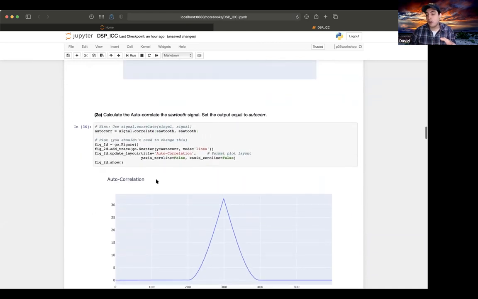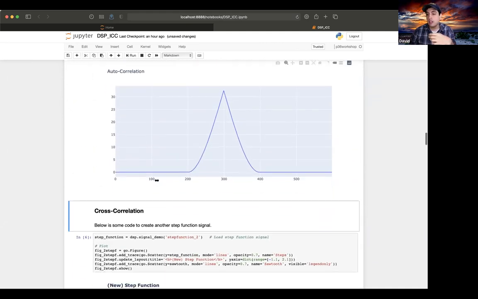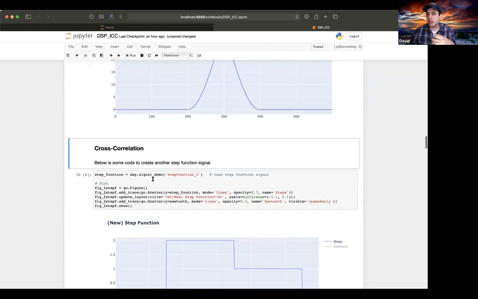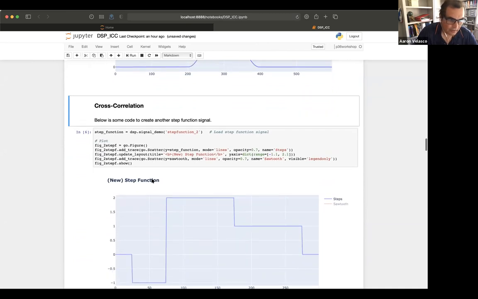And that's just showing the autocorrelation. I'll let you guys do it for the cross correlation. Do you want me to get to cross correlation, or do you want me to? Yeah, go ahead.